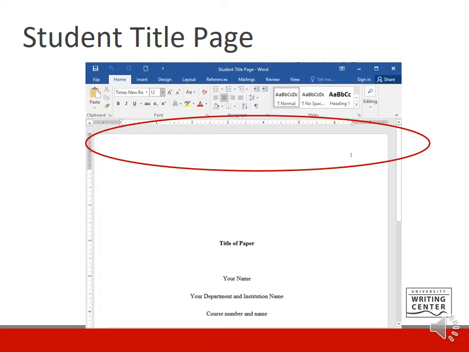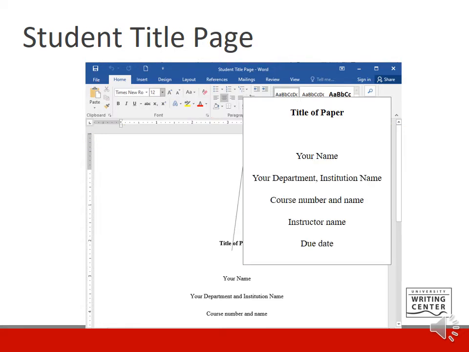There is 1 extra blank line space between the title and the author's name, and 1 space between the rest of the elements, which are department and institution, course number and name, and the due date. This is what the finished elements should look like.